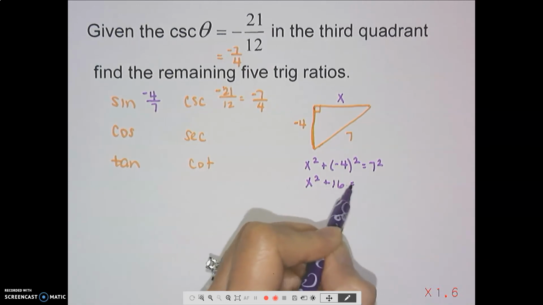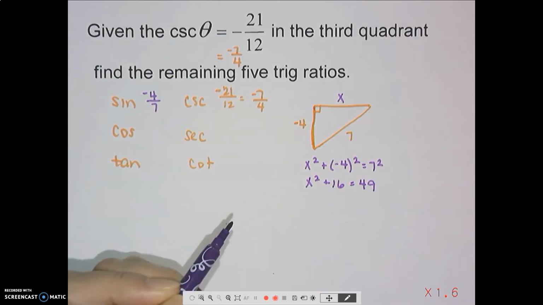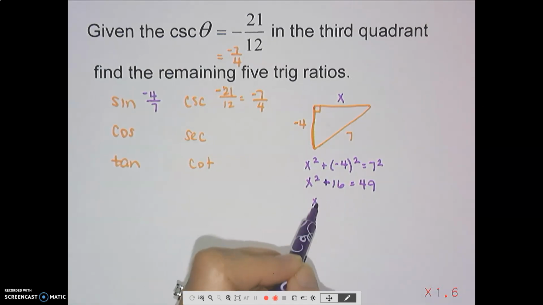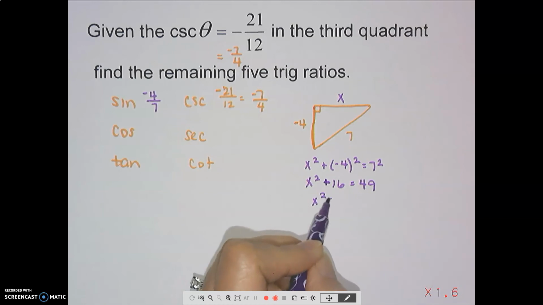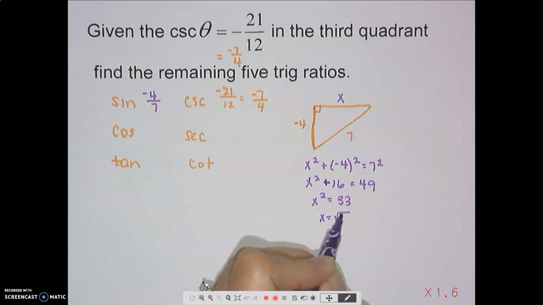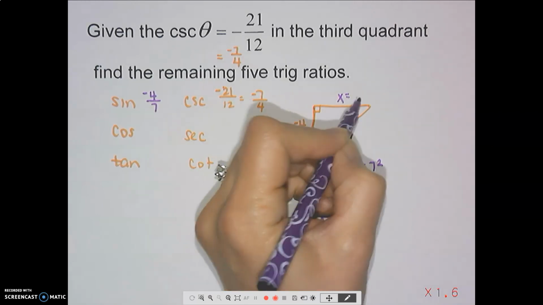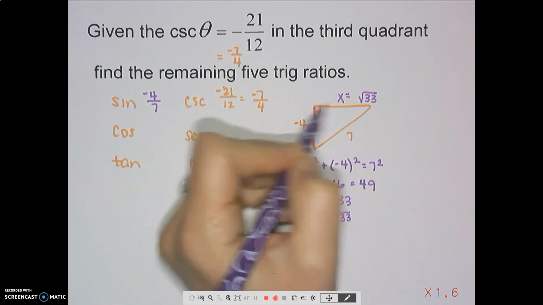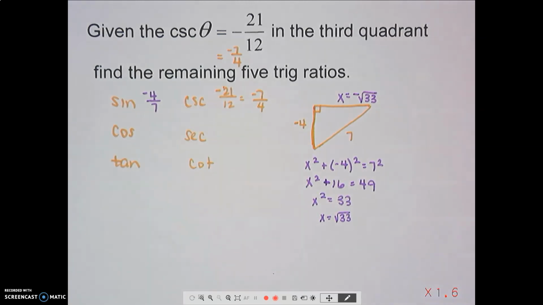And you shouldn't need a calculator for any of this information. Should all be pretty basic math for you to be doing. If we subtract 16 from both sides, we get x squared equals 33. So that means that x is going to equal the square root of 33. And that doesn't simplify at all either. Now, be careful because this is going left, so that radical 33 does need to be negative. Okay, remember what quadrant you're in.